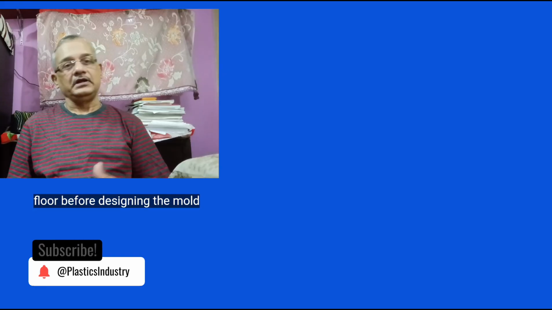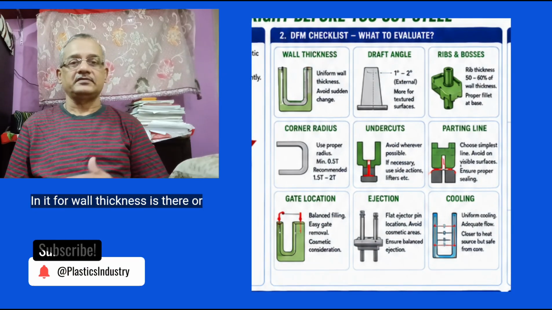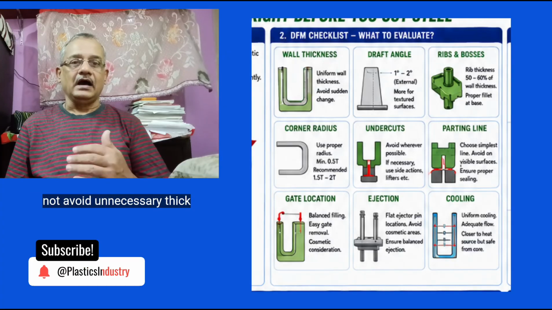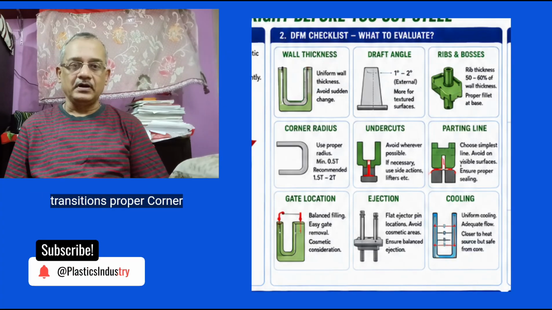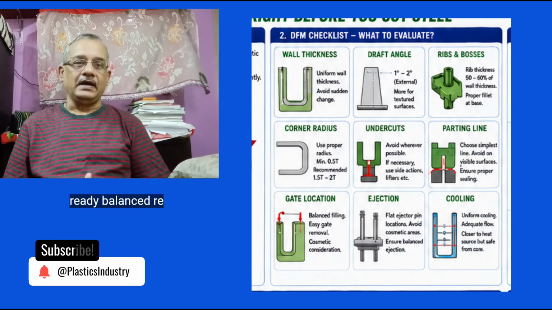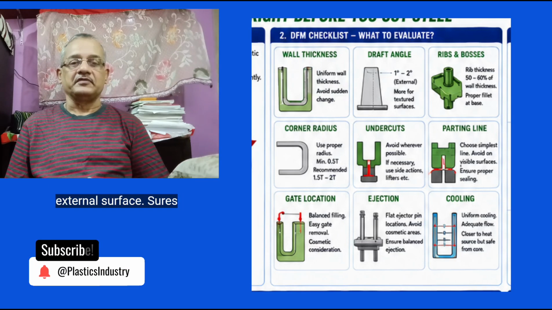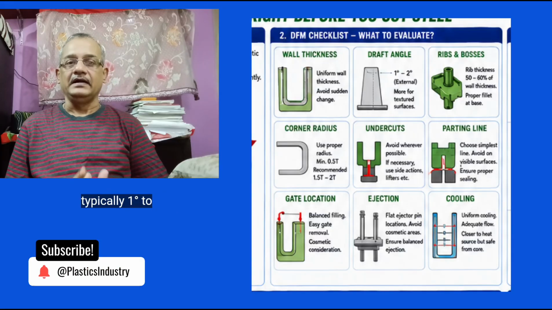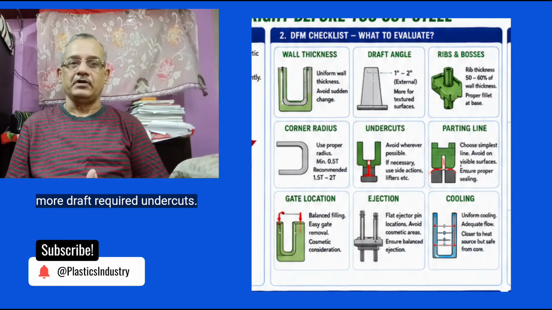Before designing the mold, evaluate product geometry. Uniform wall thickness: is there or not? Avoid unnecessary thick sections. Smooth transitions. Proper corner radius. Balanced rib design. Draft angles: external surfaces typically 1 degree to 2 degrees. Textured surfaces, more draft required.